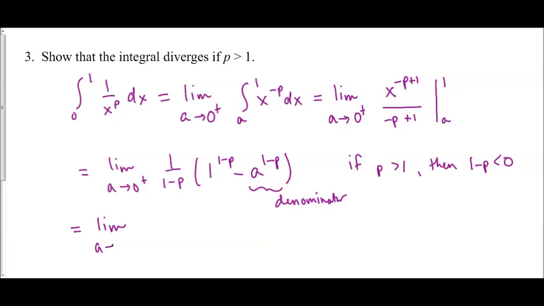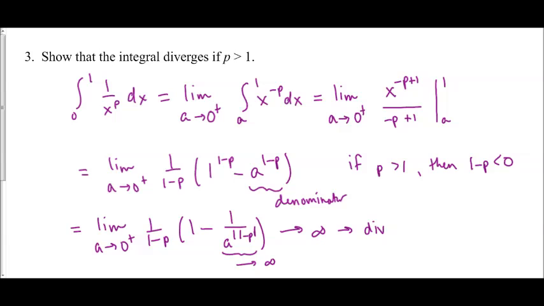And if it's going to be in the denominator, I'm going to get something that looks like this. The limit as a goes to 0 from the positive side of 1 over 1 minus p times 1 minus 1 over a to the absolute value of 1 minus p. And if I'm doing that, then as I plug in my limit as a goes to 0 from the positive side, this is going to go to infinity. So my whole integral goes to infinity, and that means that it diverges.